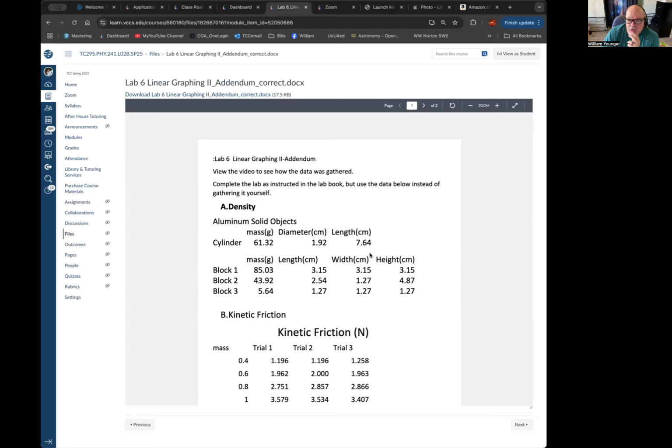So in that case, you'd have to say d squared L over 4. If you want to use a diameter, that's acceptable as well. But by using it in centimeters, it'll automatically come out in centimeters cubed. You've got the mass there, so you can plot the volume on the horizontal axis and the mass on the vertical axis. Similarly, you have three blocks, each of which are rectangular.